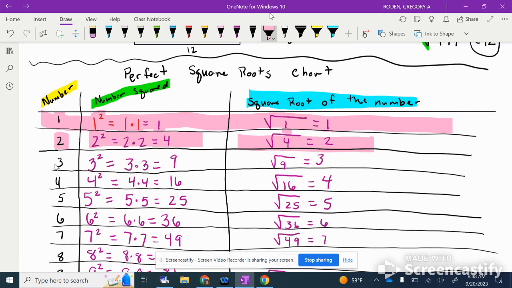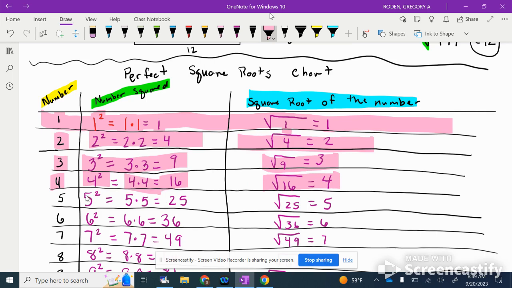Okay, so now we have 3 is our next number. So it's 3 squared is 3 times 3, which equals 9. And the square root of 9 equals 3. Okay, the next one is 4. 4 squared is 4 times 4. 4 times 4 is 16. So the square root of 16 is equal to 4.